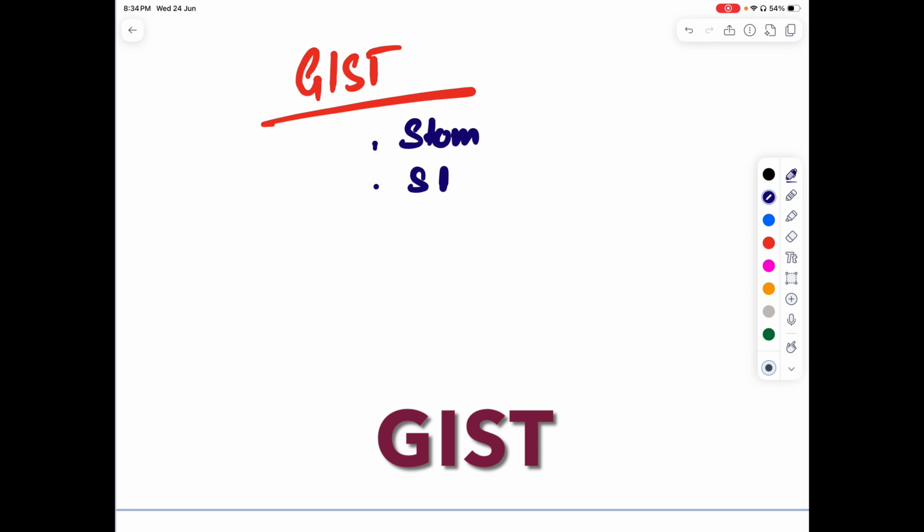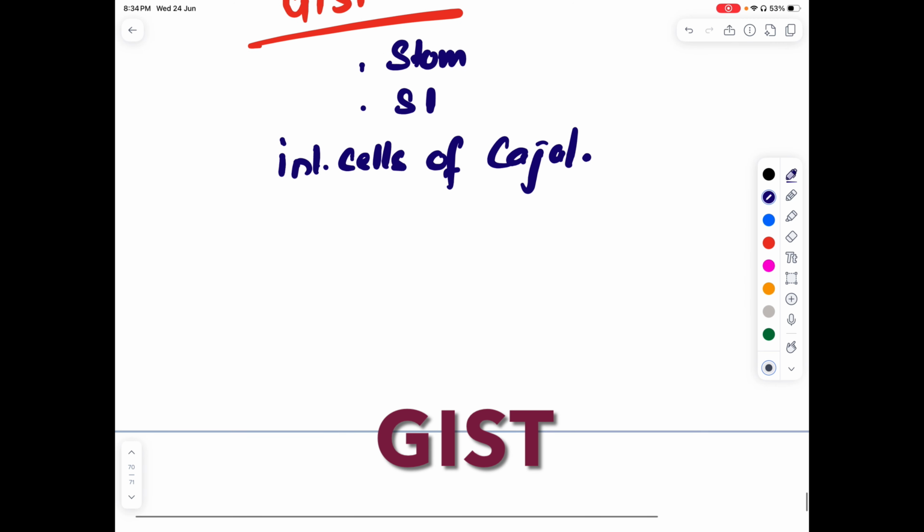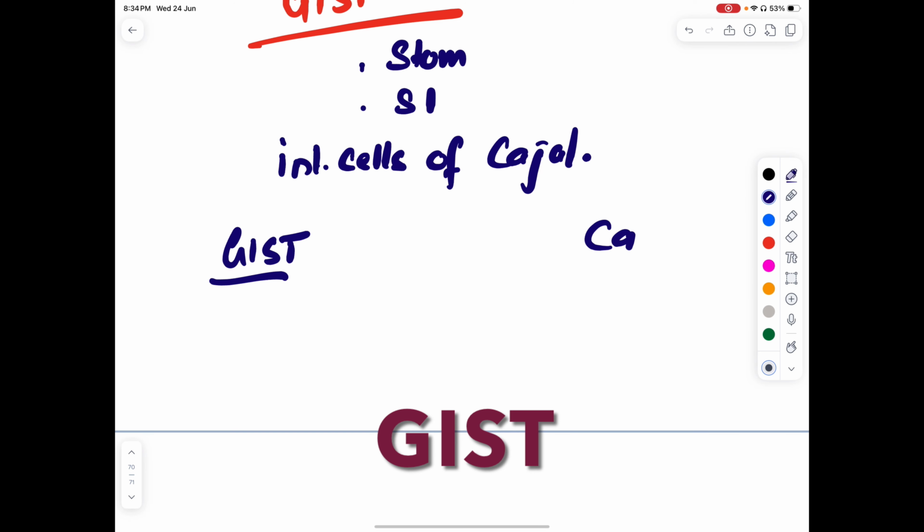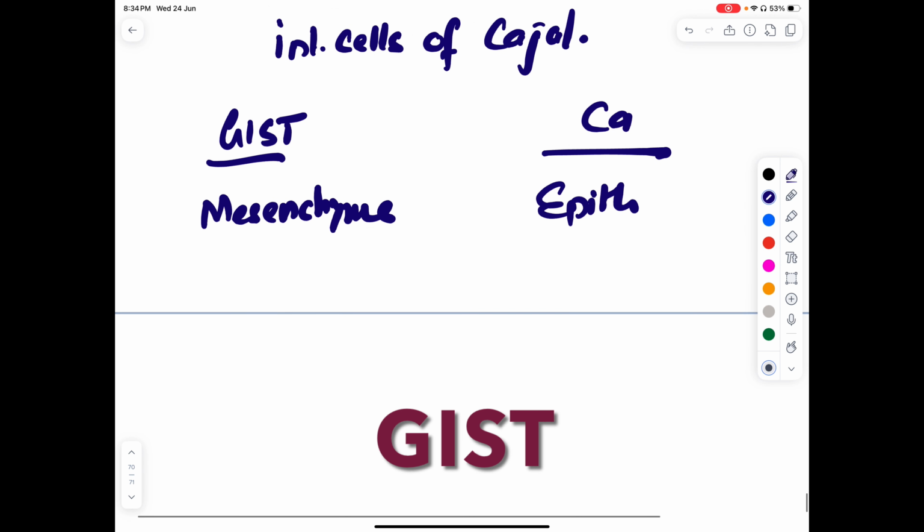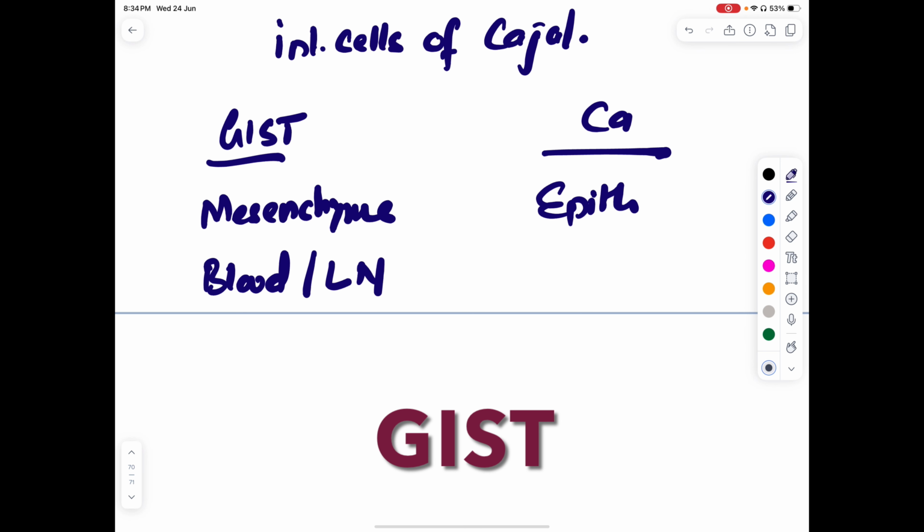It arises from interstitial cells of Cajal, muscularis mucosa. How is it different from gastric carcinoma? GIST is from mesenchyme, so GIST and CA. So what is the difference? This is from mesenchyme, this is from the epithelial cells. Commonly metastasis to blood and lymph node. So this is by the lymph node.